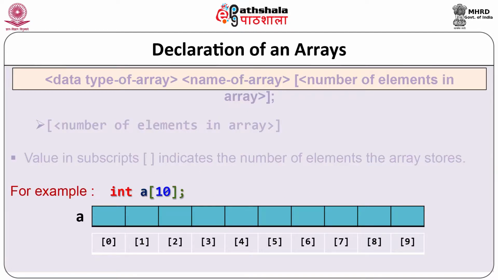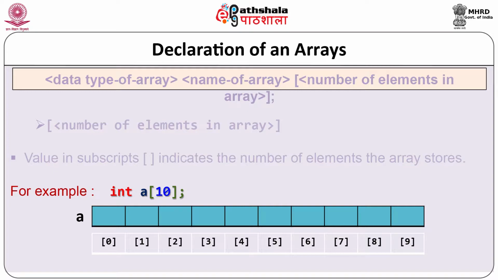As we have seen how to define an array in a sample program, in the previous slide we saw how to declare an array in any program. Let us see the syntax once again: data type, name of array, and number of elements in the array. For example, int A[10]. In this example, the array name is A, the data type is integer, and 10 is the size of the array. It means you can enter 10 different elements in array A.